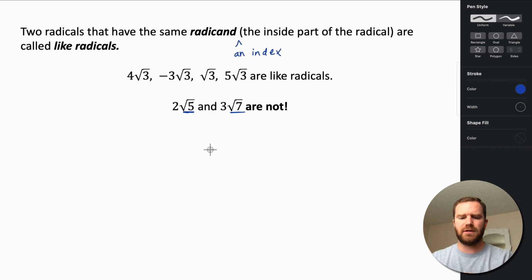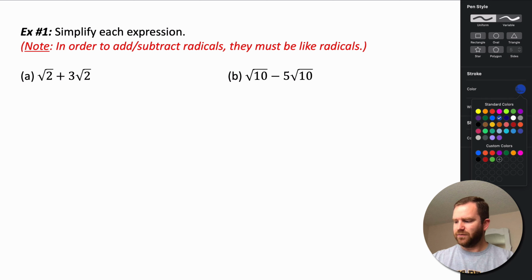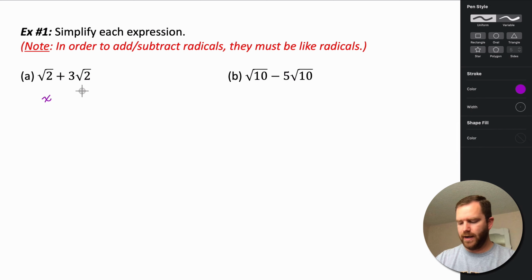So let's take a look at some examples of adding and subtracting radicals. Again, we make that note here: in order to add or subtract radicals, they must be like radicals. It's very similar to adding or subtracting expressions with variables, which is why we're including it in this part of our unit. If we thought of rad 2 as x, this would be 1x and this would be 3x. If we were adding this, we would just get 4x. You just add the coefficients.